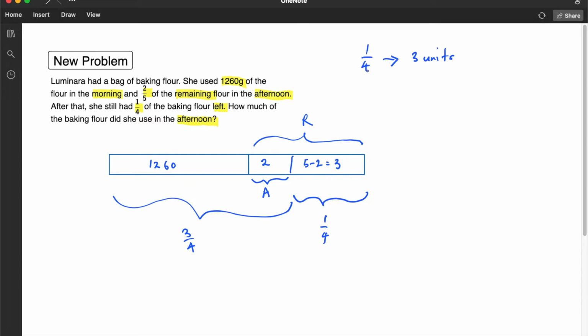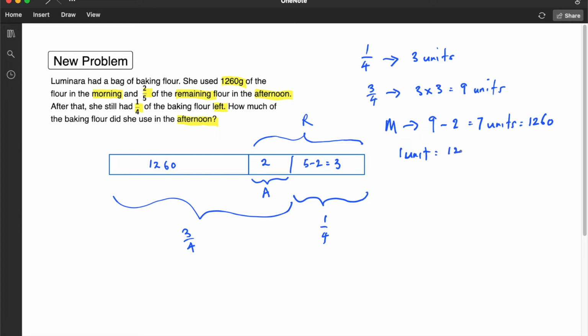We can of course find 4/4, but we can also find 3/4. So 3/4 will be 3 times of that, so it will be equal to 9 units. So 9 units will be this part. It includes the afternoon and the morning. So for the morning only, it will be 9 units minus 2, or 7 units, and that is of course equal to 1260. So we can find what is 1 unit.